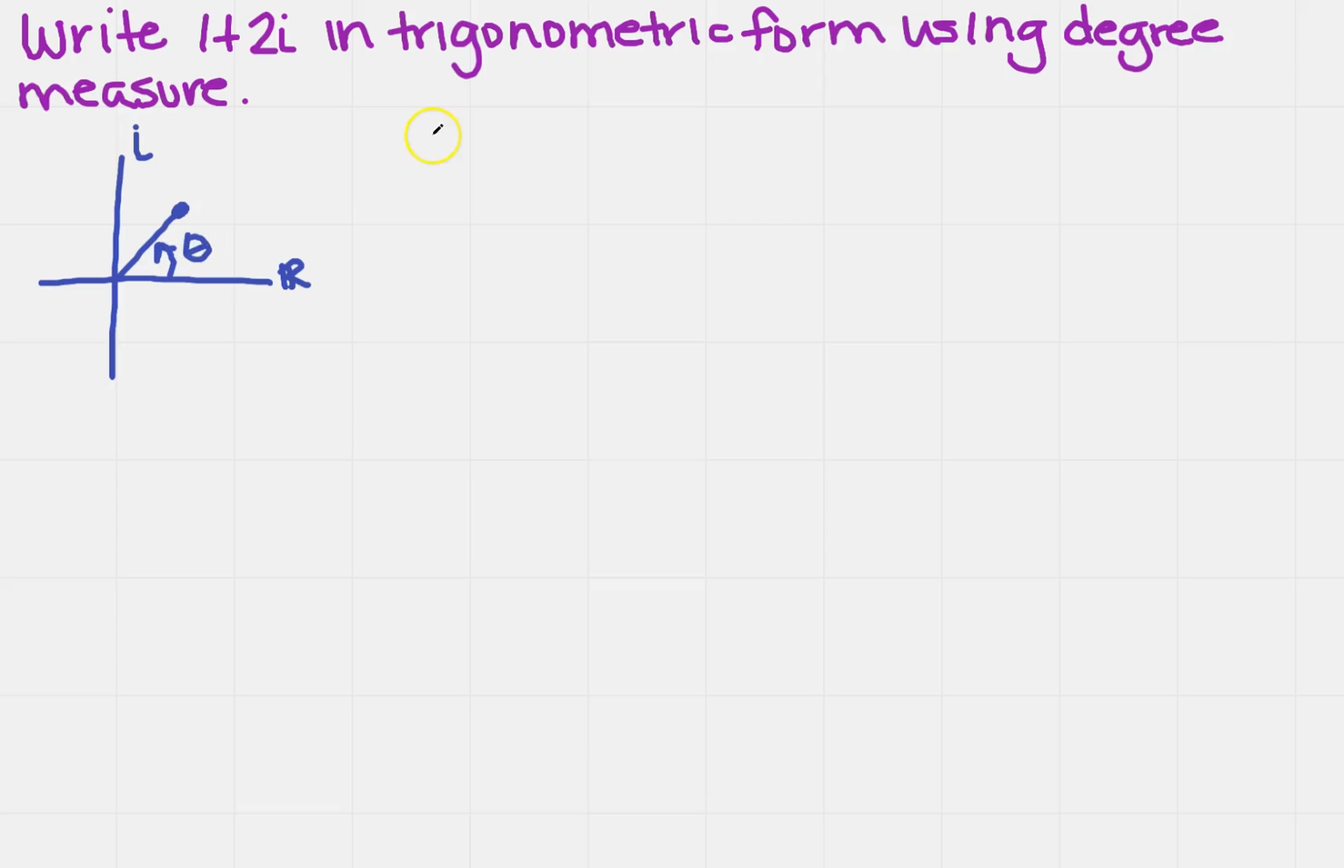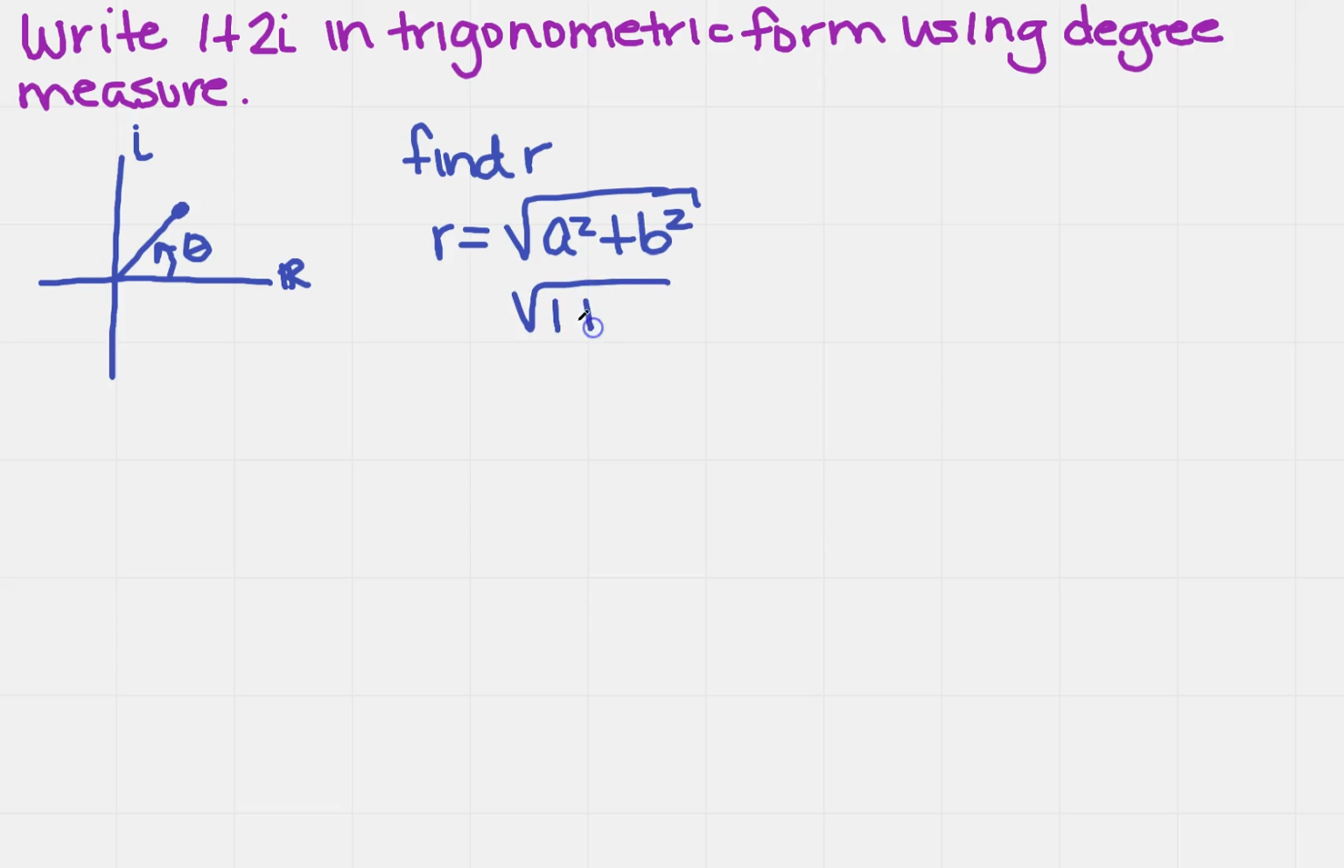So what I need to find is r. Well, how do you find r? If we recall, this is the square root of a squared plus b squared. Remember, we're looking for the distance, and I know that a is 1 and b is 2, so r is going to be the square root of 5. Okay, that's great. Now what am I going to do with that?